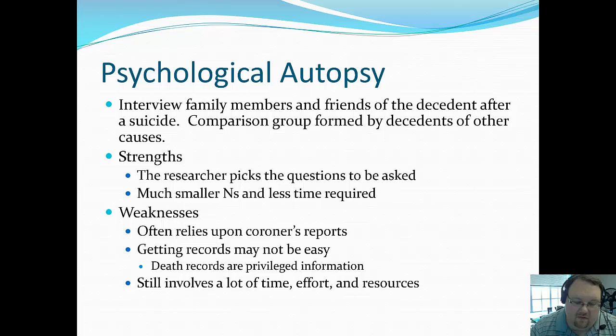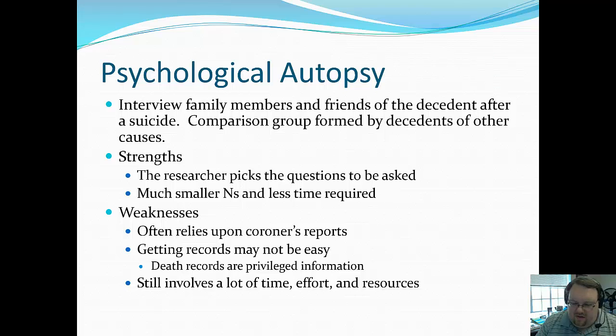However, there are several weaknesses, even though this is one of the gold standards and it's a great way of doing research. You often have to rely on coroner's reports, which, again, as I mentioned, it's estimated that about 25% of suicides are classified as something different because it's not clear that it was a suicide. So with that, you're only getting those that are very clearly suicides, so that could be biased. You also have to get access to the death records, which may or may not be easy. It depends on where you live, the local laws, and the coroner. Some coroners are willing to work with suicide researchers, others aren't. But death records are considered privileged information in many parts of the country, so it's often difficult to get those records.